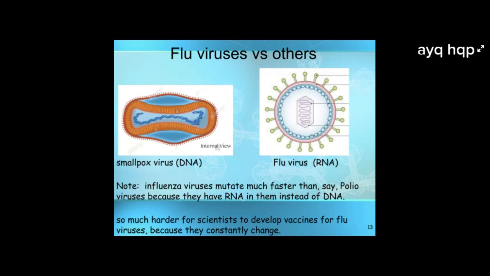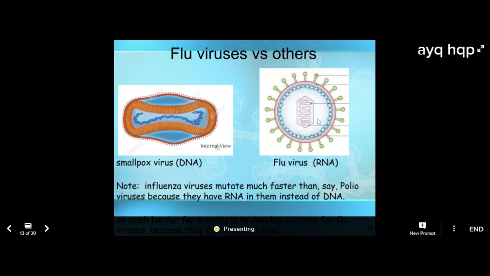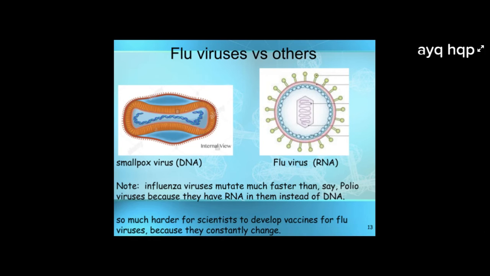COVID-19 is just one more new one. And they mutate so fast that scientists are making new vaccines to cover the ones that emerge every year. So much harder to develop vaccines for flu viruses, for any flu viruses, COVID included, because they constantly change. RNA mutates much faster, and there's way more mistakes when RNA replicates than when DNA replicates.